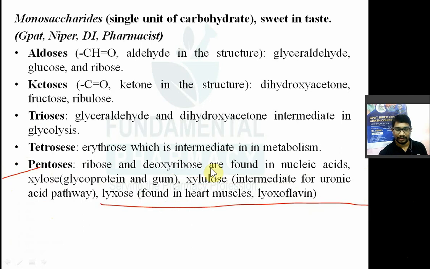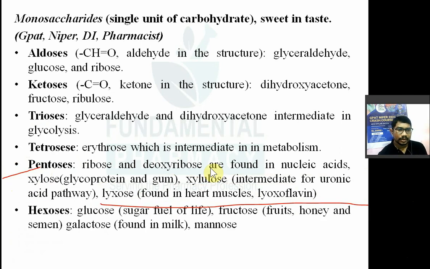Okay. Now we'll see the next, hexose sugar. So we have seen the trioses. Trioses मतलब क्या? 3 carbon atom containing sugar. Tetroses मतलब क्या? 4 carbon. Pentoses मतलब 5 carbon. And hexoses means 6 carbon. So 6 carbon atom containing monosaccharide. ये क्या है? सब monosaccharides है. Disaccharide वगैरह सब अलग है, बाद में देखेंगे.